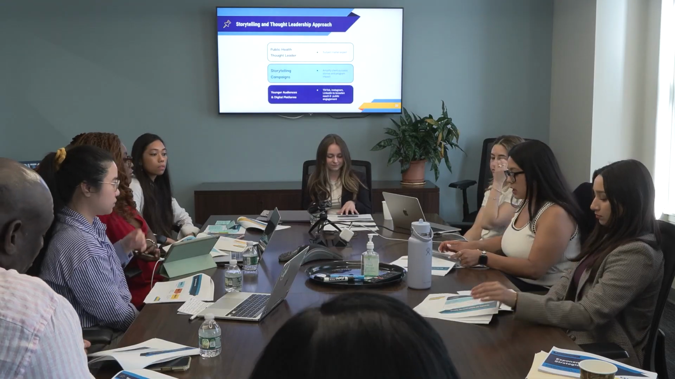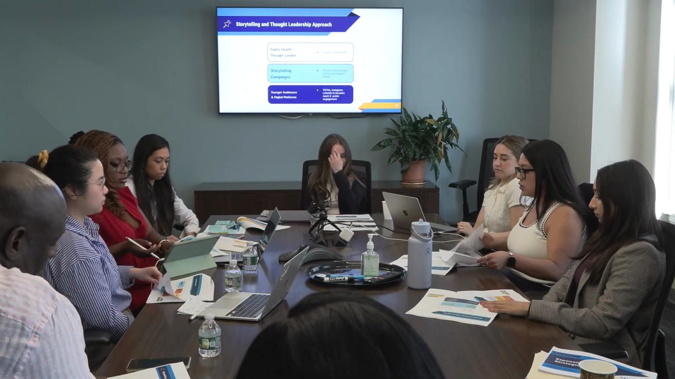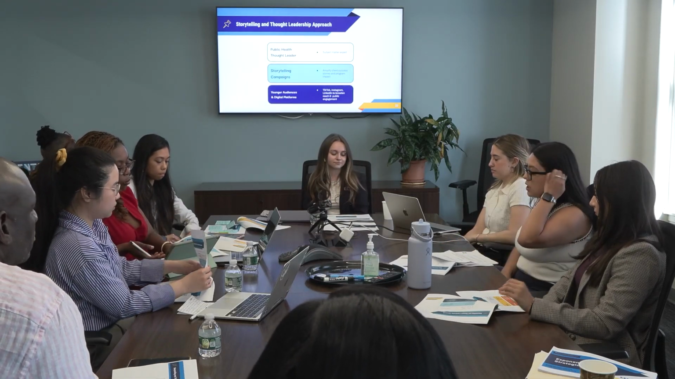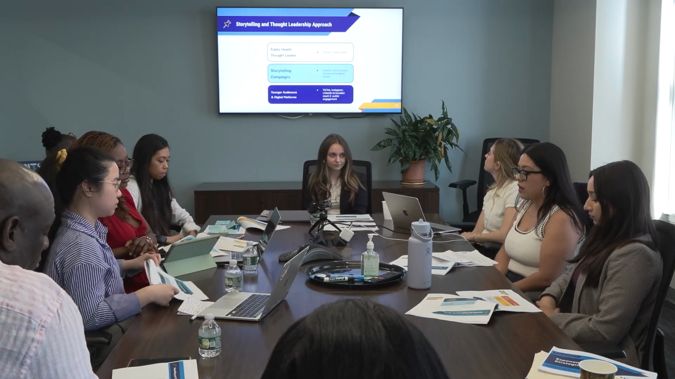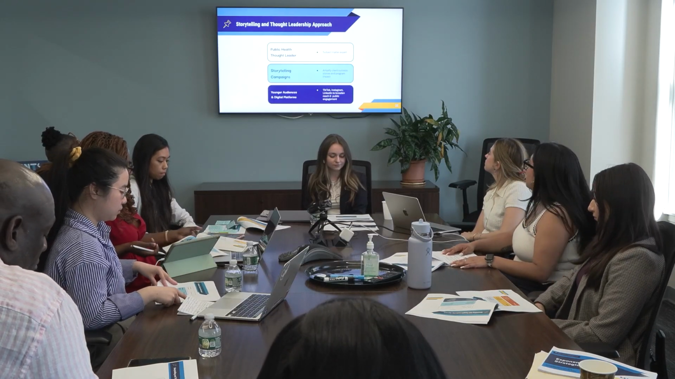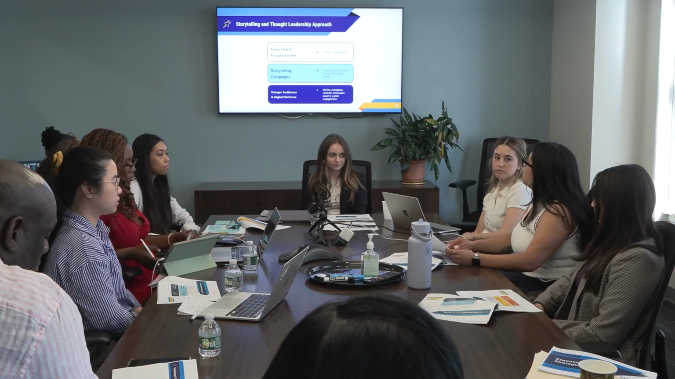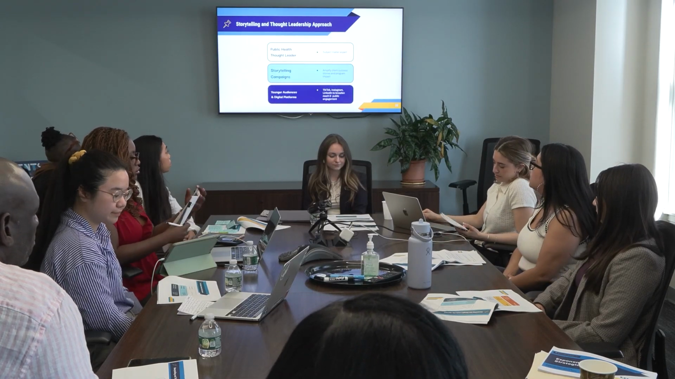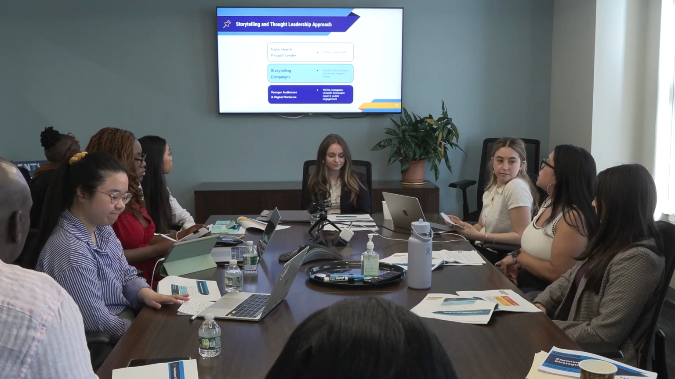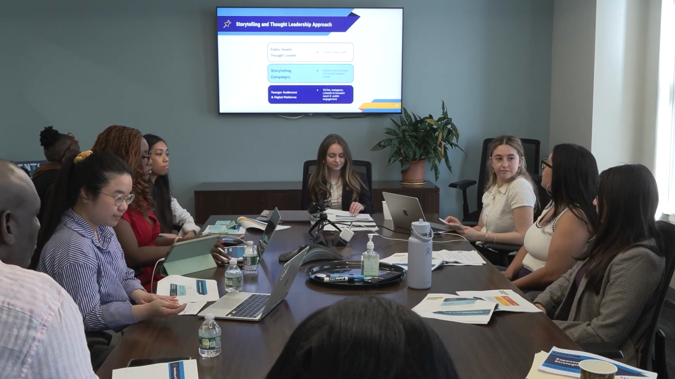So storytelling and thought leadership. To strengthen Exponent's reputation and expand its impact, the advocacy strategy will prioritize storytelling and thought leadership. The second one is storytelling campaigns. We want to amplify client success stories and program impact. And last is younger audience and digital platforms, like I mentioned before.